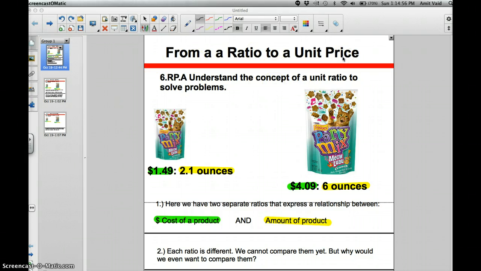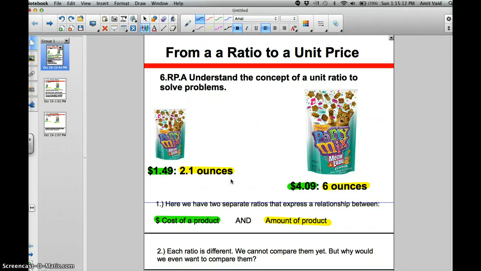In this video lesson, I'd like you to learn how to convert a ratio to a unit price. The purpose of this lesson is for you to learn how to start with a ratio and then how to convert it to a unit price. But in addition to that, I want you to learn why we convert ratios to unit prices.